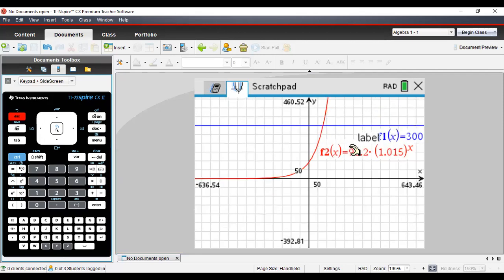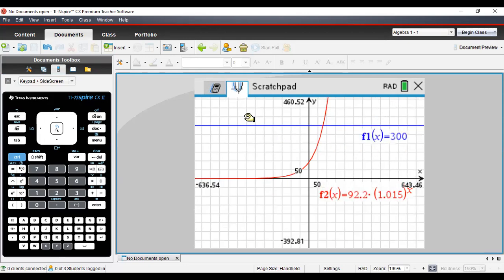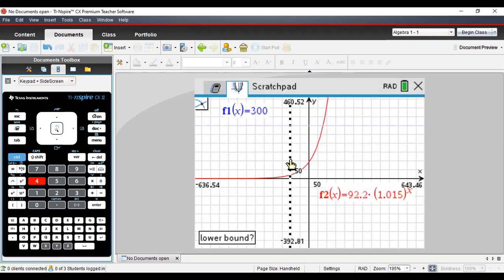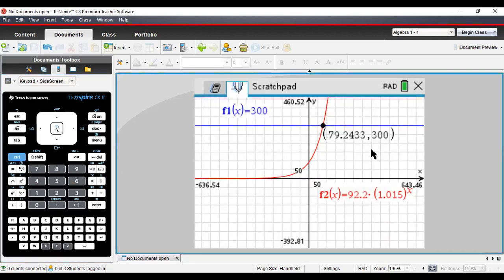So what I'm going to do, let me move this out of the way. Let me move this over here. I'm just going to do menu 6, 4 for intersect. So I'm going to start here and I'm going to pull it past, and it tells me we want the X value. So it says it's going to be about 79 years, 79 years to get to 300 million. We started with 92 million, and it's going to take us about another 79 years. So that'll be like 1980, 89.